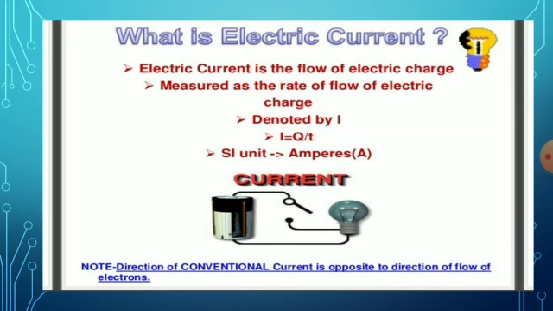If you take a conductor, for example copper wire, electrons are present there, and due to the flow of electrons, current is produced. It is measured as the rate of flow of electric charge. Normally electric current is denoted by the letter I. The formula for I is Q divided by T, where Q stands for charge and T is the time taken. The SI unit of electric current is ampere, denoted by the capital letter A.